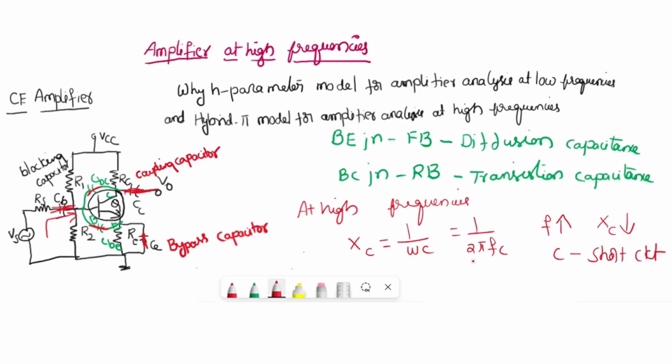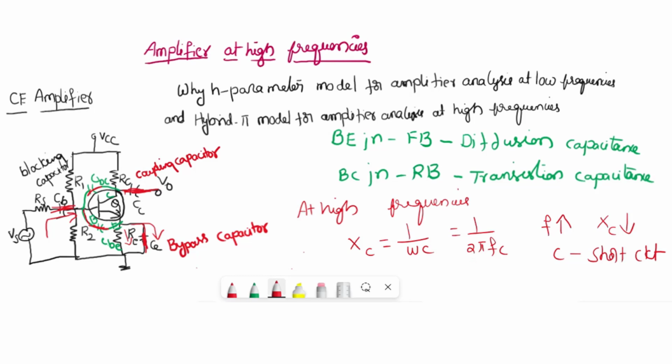Coming to the bypass capacitor, as the bypass capacitor is short circuited, all the emitter current flows through the capacitor CE. It won't go to the resistor RE. So what is happening? The negative feedback gets reduced because the current from the bypass capacitor flows to the ground. So the negative feedback gets reduced. So the output voltage is high if you consider only these three.